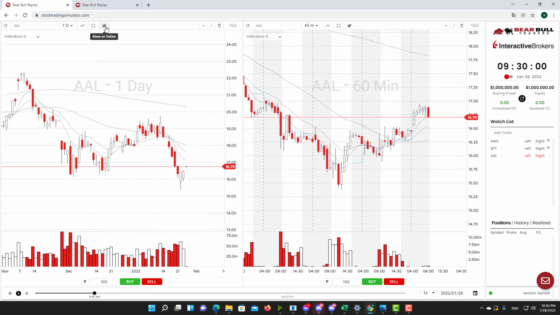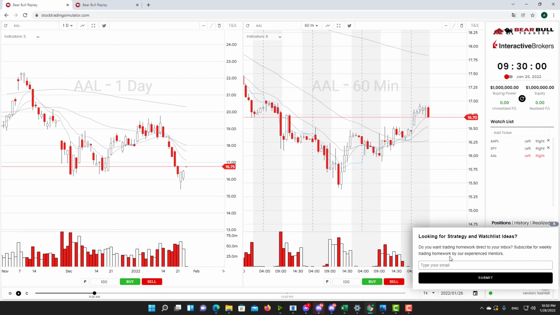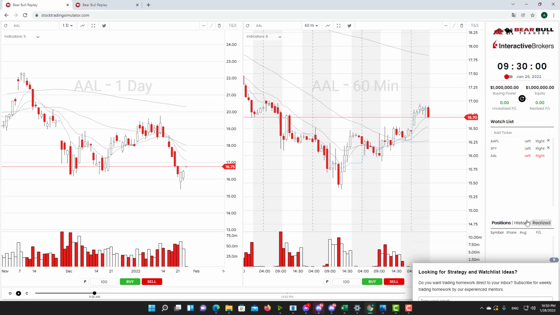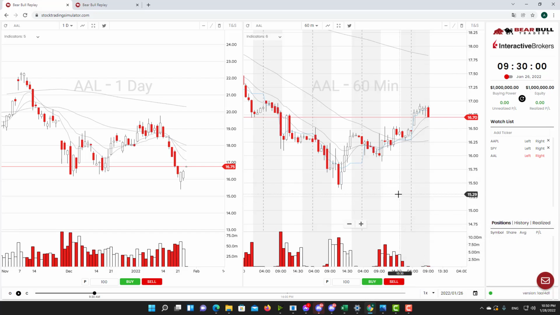The other thing is the share on Twitter icon around here. If you click on it, your trade after executing it will be shared on Twitter. And finally, make sure to submit your email around here if you want to receive the weekly simulator practice homework. I have modified it slightly so that I do not give the full answer and so that I can let you practice and actually do something, to find the favorable direction and to find the proper entry.